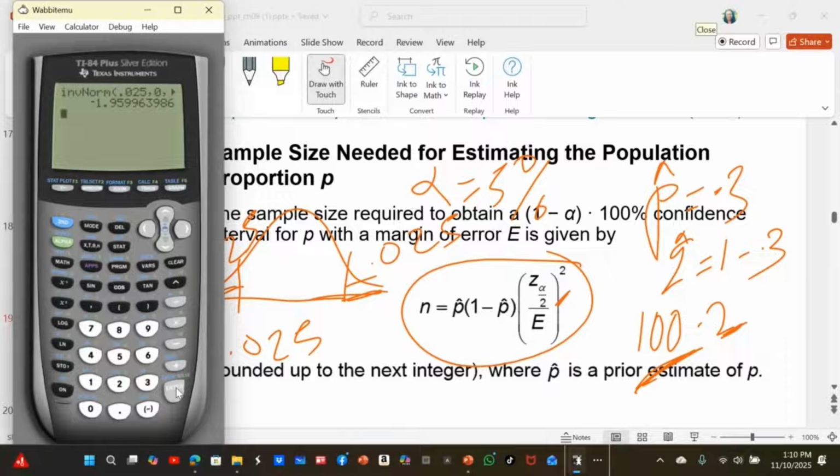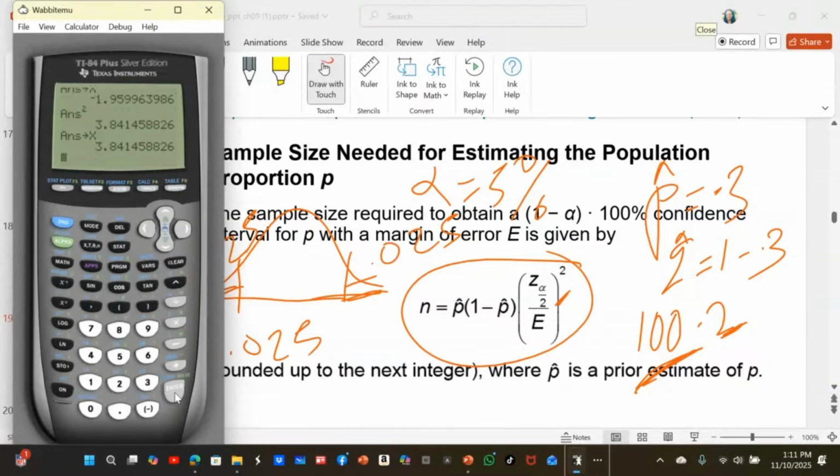All right, so my answer is negative 0.959, approximately negative 1.96. Okay, so now I can calculate the sample size. And by the way, I can store this in my X, so I don't truncate it. I can also square this answer immediately. So I square this answer, and I'm going to store it in X.